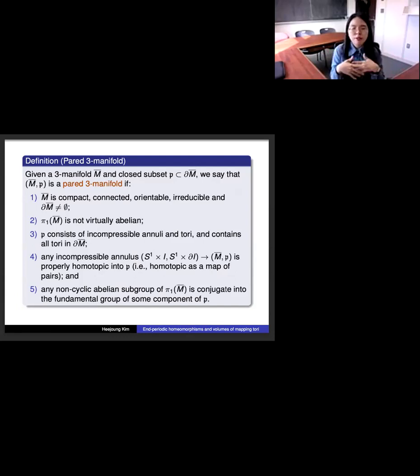And the fundamental group of the manifold is not virtually abelian. And the pairing locus consists of incompressible annuli and tori and contains all tori in the boundary. And any incompressible annulus is properly homotopic into the pairing locus P. And any non-cyclic abelian subgroup of the fundamental group is conjugate into the fundamental group of some component of the pairing locus.